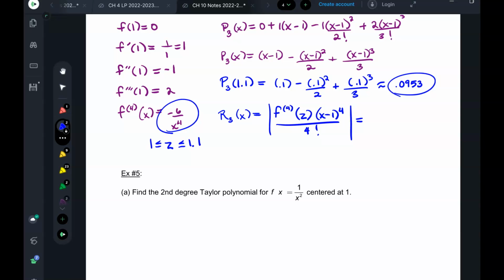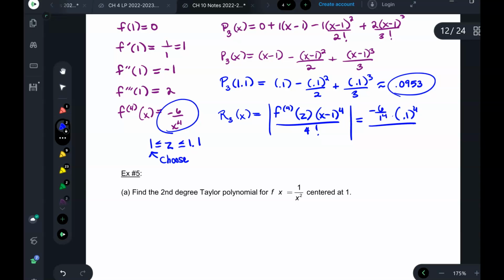It's going to be the biggest number. So if you put 1 in there, 1 to the fourth is smaller than... right. So we're going to choose that's the biggest possible number by using the smallest possible x, because it's in the denominator, right. So we want to choose that. So that's going to be negative 6 over 1 to the fourth, and then it's going to be 0.1 to the fourth over 4 factorial. Absolute value of that.